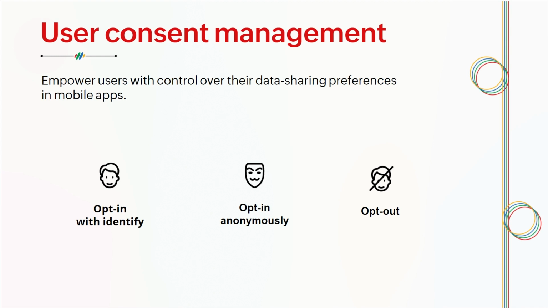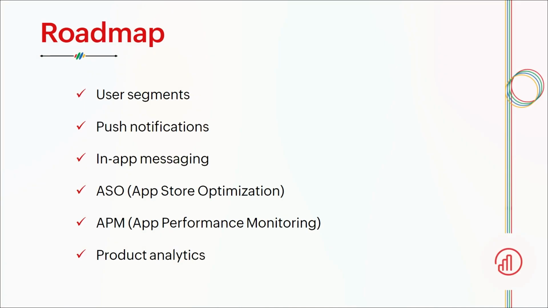Now that you have seen the features that already have been in daily use, let's also take some time to look into the features that are in our roadmap and are getting ready to take the spotlight. Here is a list of features that are included in our future roadmap. We have user segments, push notifications, in-app messaging, ASO, APM, product analytics, and much more.